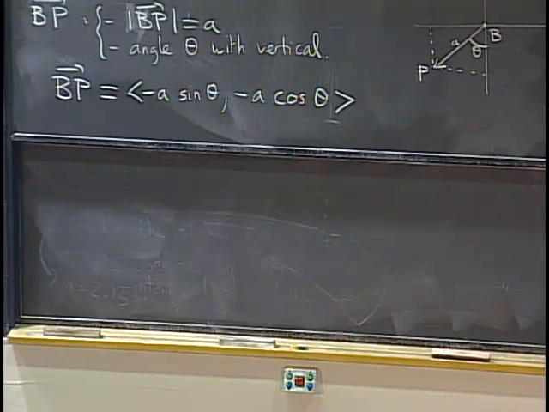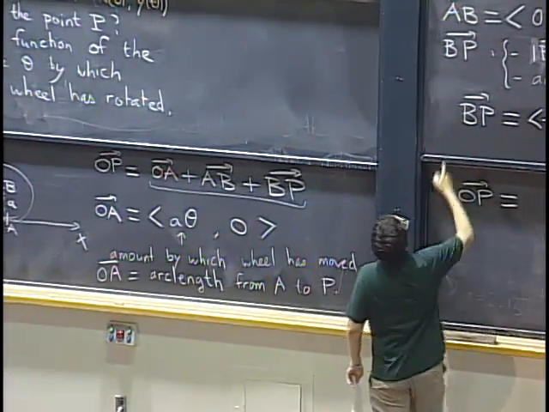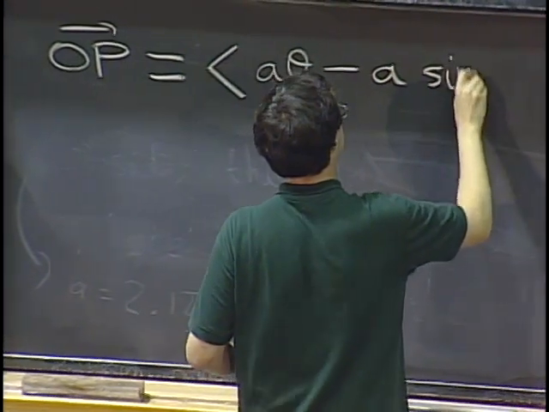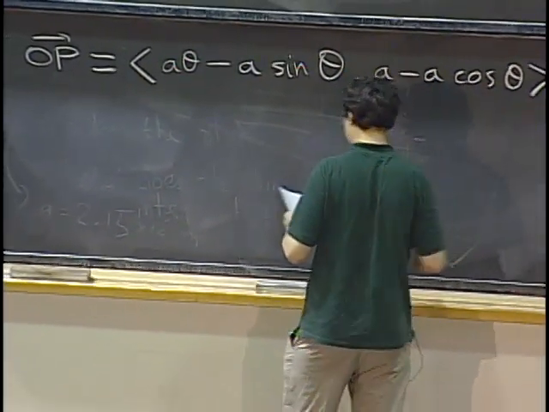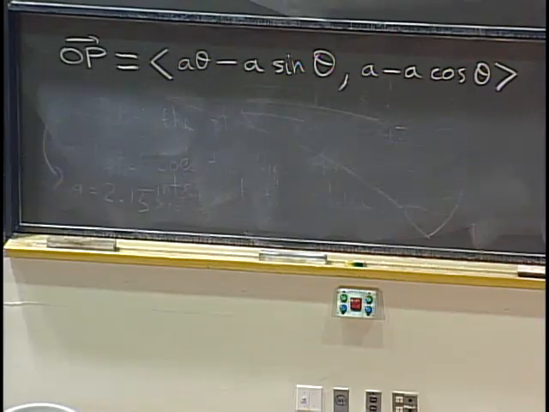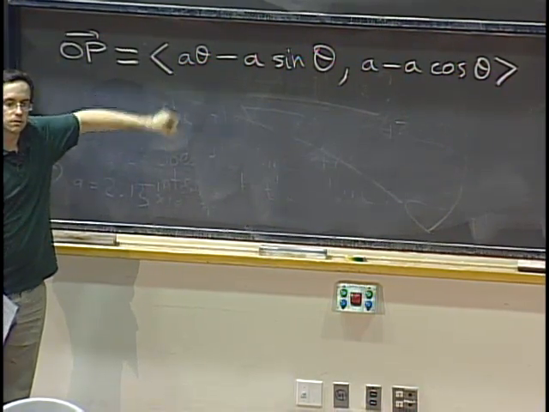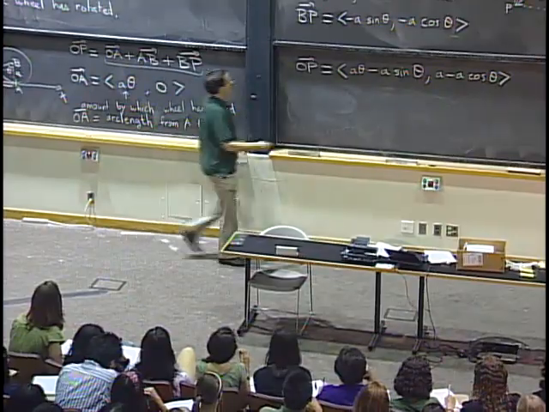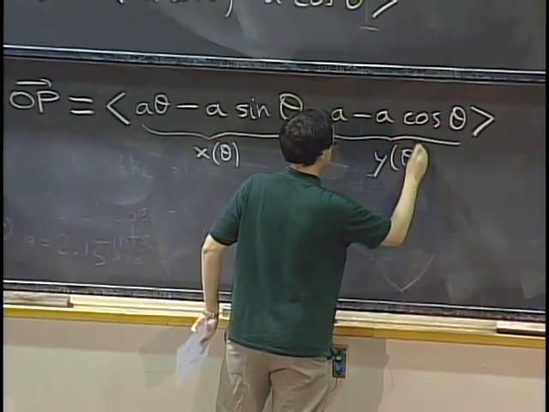So now we can answer the initial question, because vector OP, well, we'll just add up OA, AB, and BP. So the x component will be A theta minus A sine theta, and the y component will be A minus A cosine theta. Okay. So, any questions about that? Okay, so I claim that's the answer because this thing here is the x coordinate as a function of theta, and that one is the y coordinate as a function of theta.